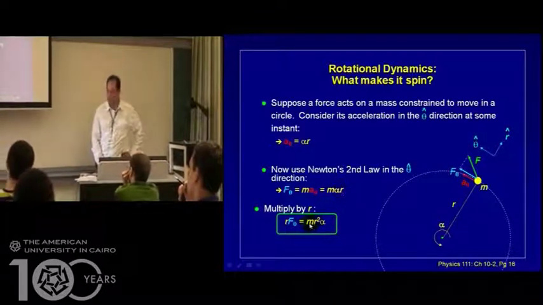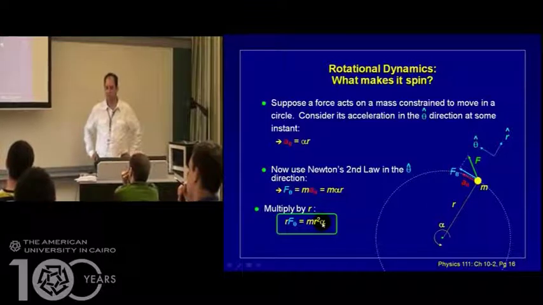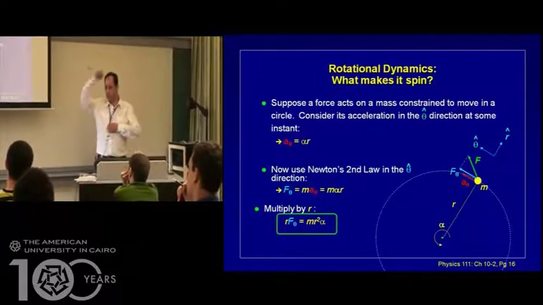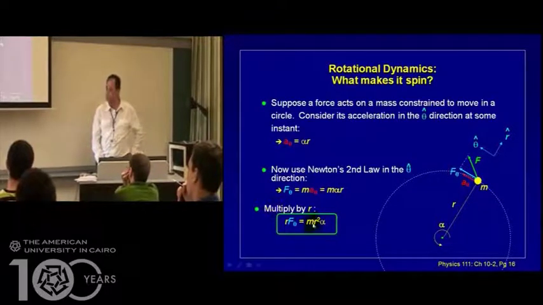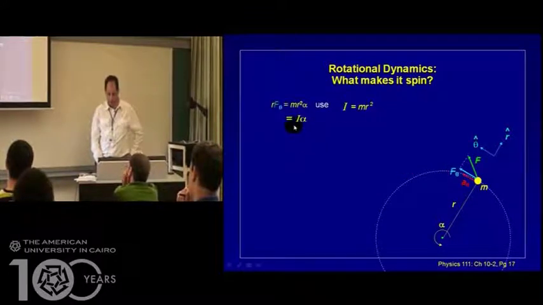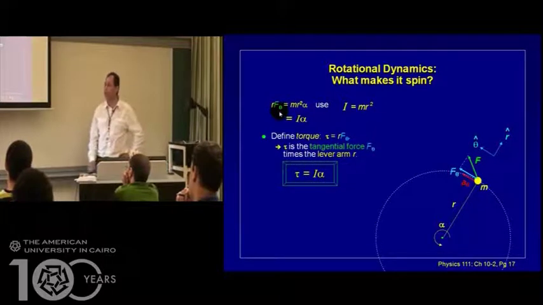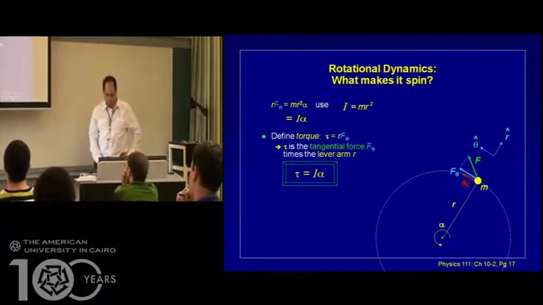That's mr squared alpha. Remind me again, guys, if you have an object that rotates, what will be the moment of inertia of that point? Mr squared. So simply, that mr squared is the moment of inertia. So again, r times F theta equals the moment of inertia times alpha. That r times F theta, I'm going to call another physical quantity: that's the torque. So r times F theta is the torque. Torque equals I alpha.